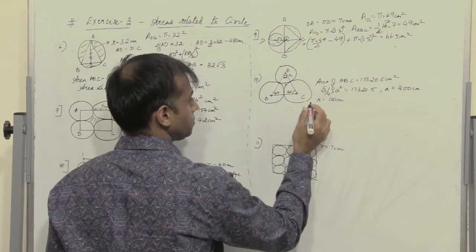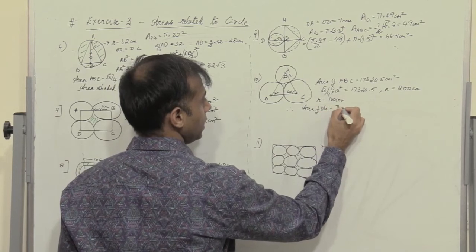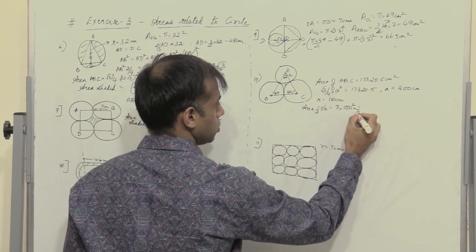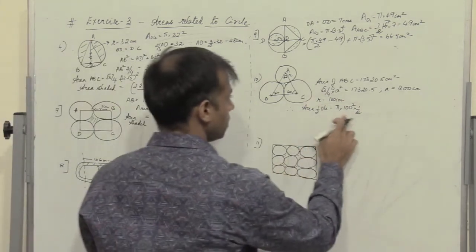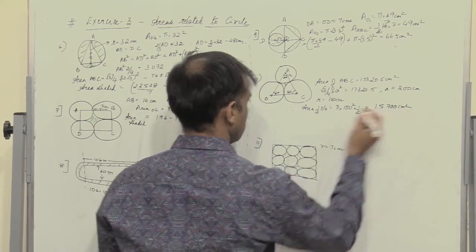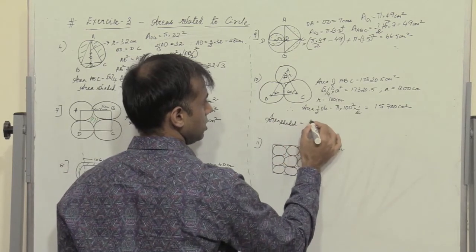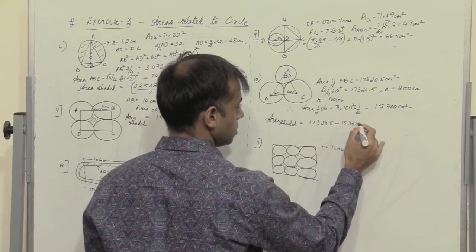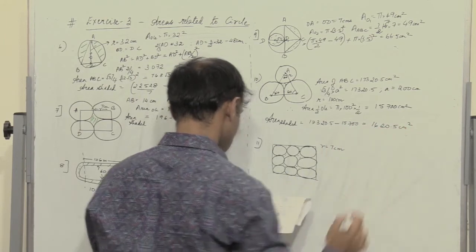So the area of half the circle would be pi into r square, where r is 100, into 1 by 2. So the area of ABC minus the area of this, which is 15700 centimeters square. So the area of the shaded region is 17320.5 minus 15700, which gives us 1620.5 centimeters square.